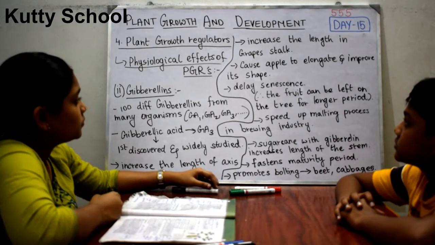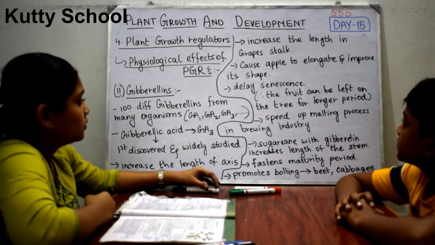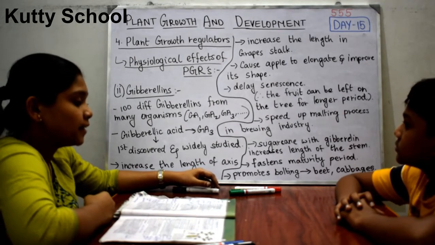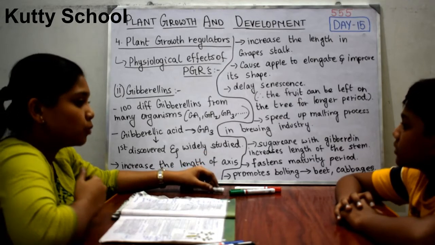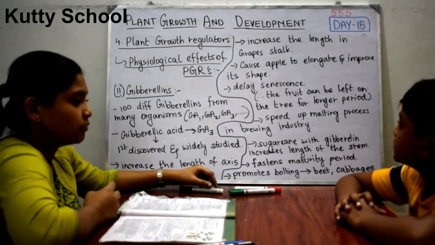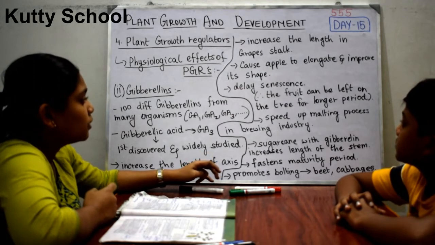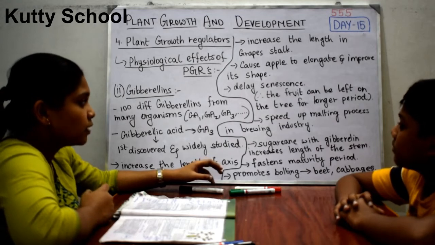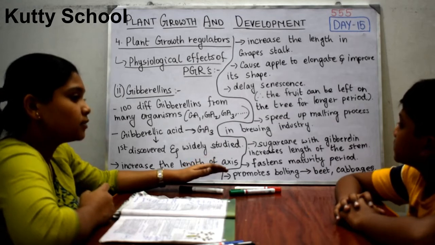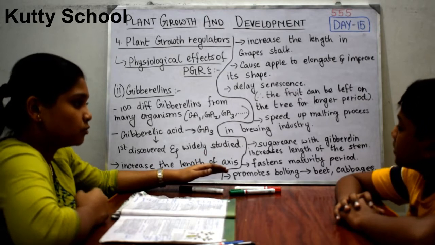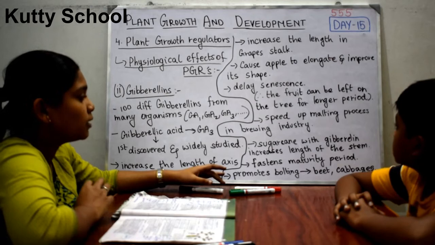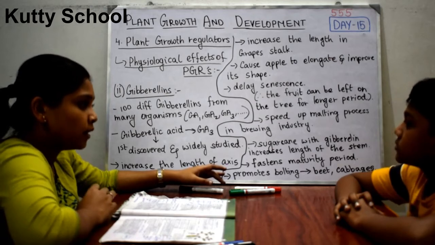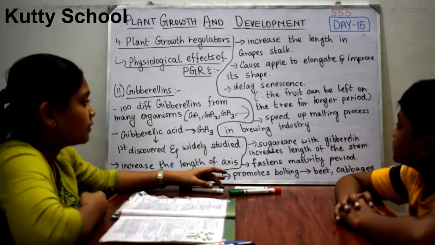These gibberellins also delay senescence. Senescence is nothing but the plant parts becoming old, which we have already seen. So it delays the plant from becoming old, and it will retain the maturity level itself. Therefore the fruit can be left on the tree for a longer period, a longer market period.